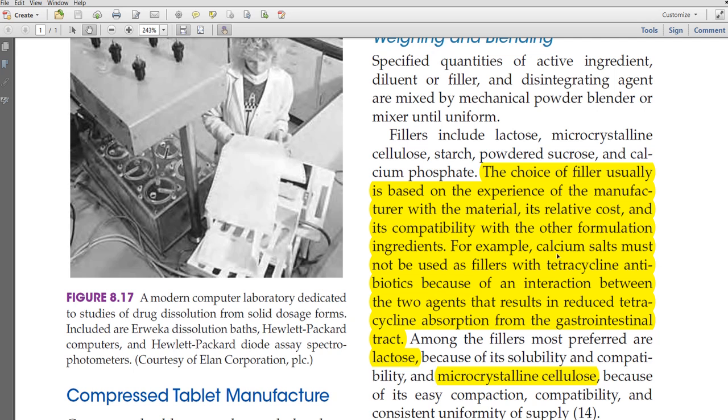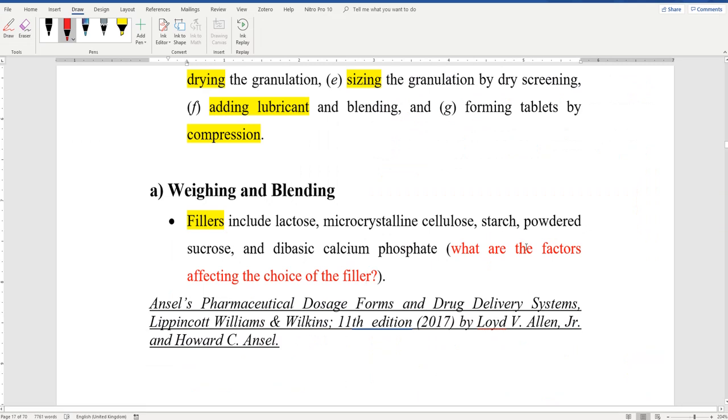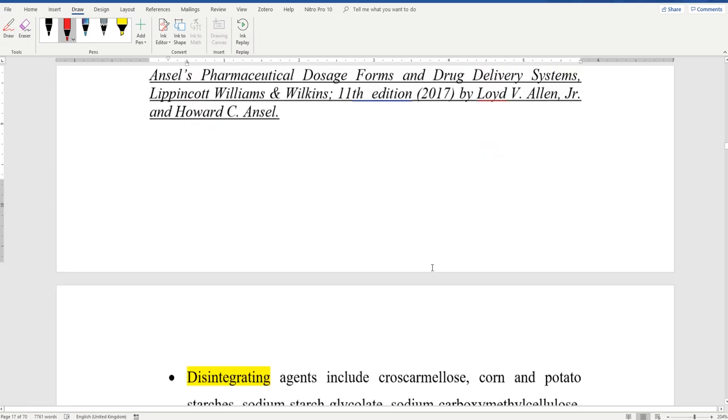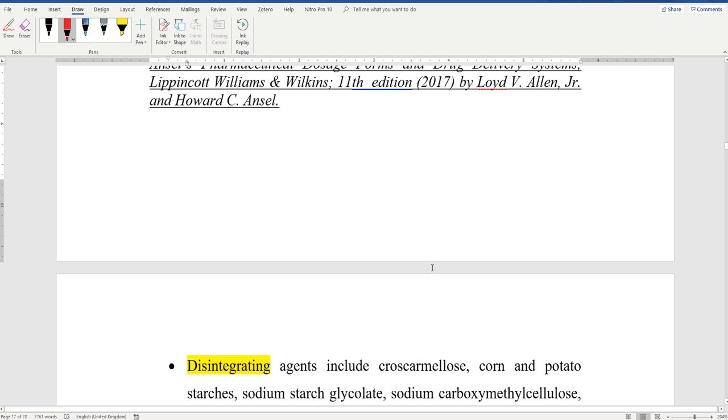Because calcium in the diluent will interact with the tetracycline, and this will retard or reduce the tetracycline absorption in the GIT. Okay? So you need to answer the question here and submit it by email to me.